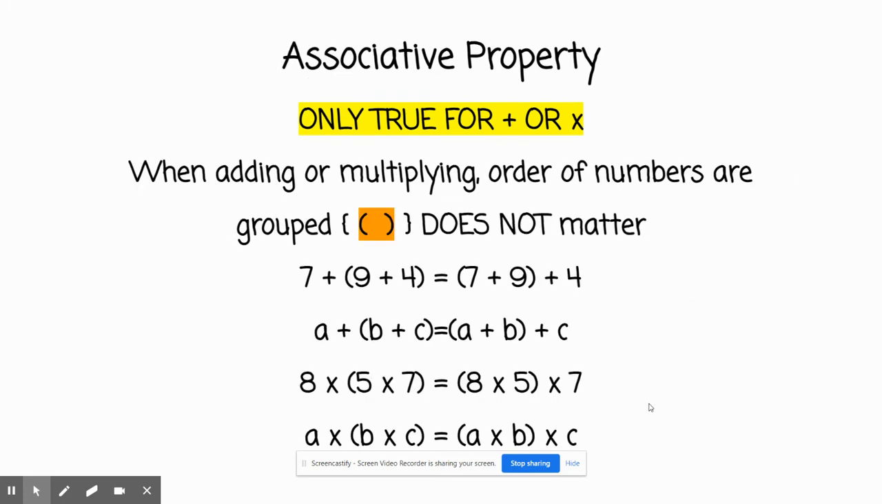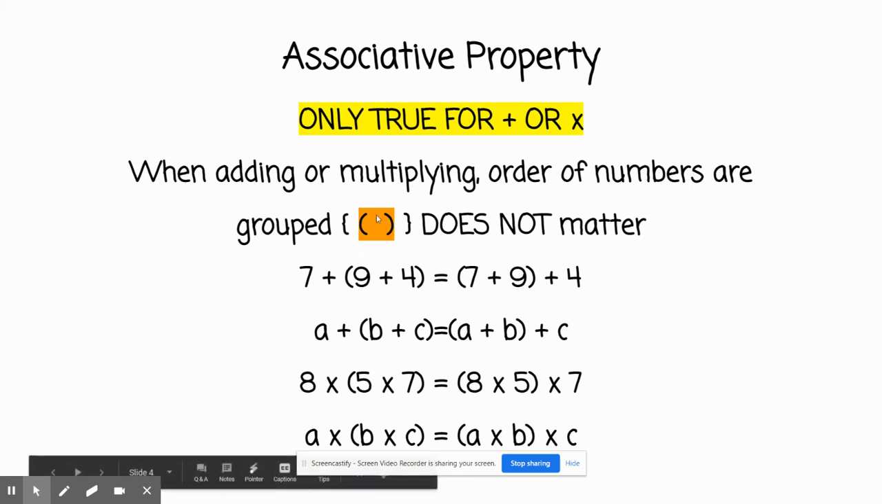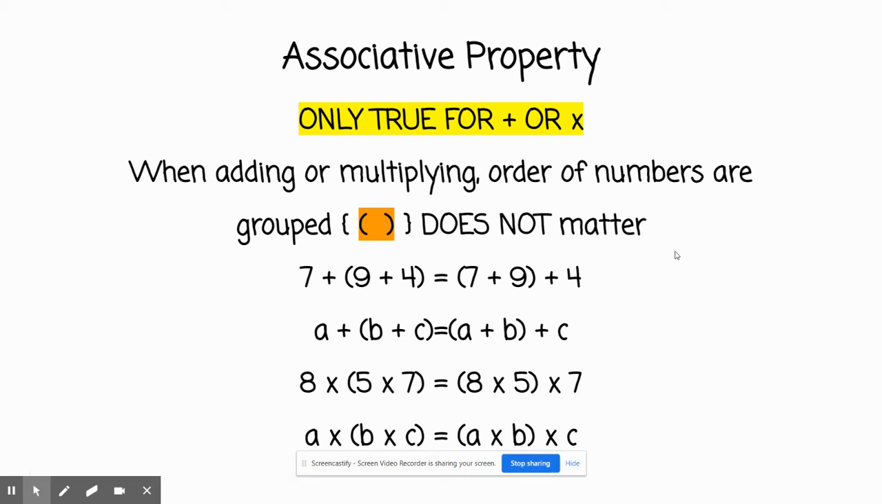The next property is something called the associative property. It is also only true for addition and multiplication. And what that means is when you're adding or multiplying, how the numbers are grouped, and when I mean grouped, they are in parentheses, that doesn't matter either. Okay, so let's take a look at this one.